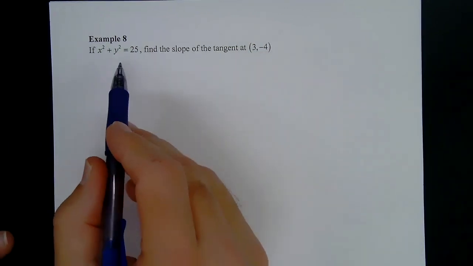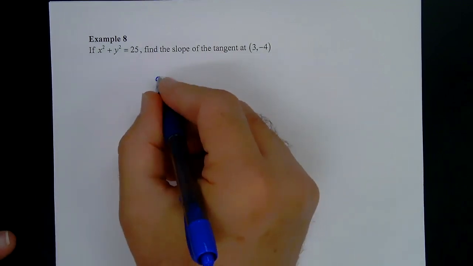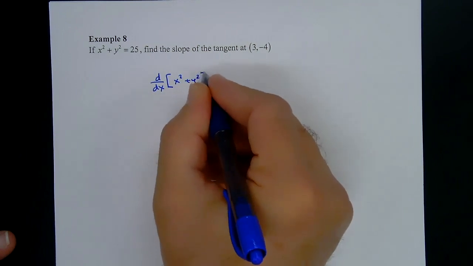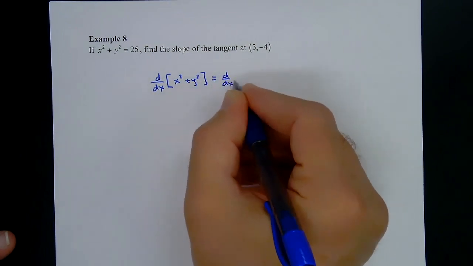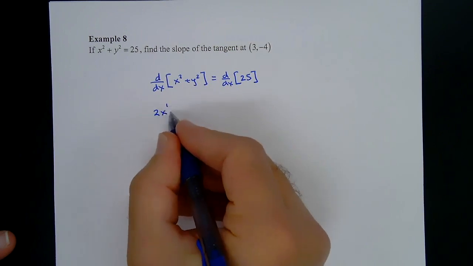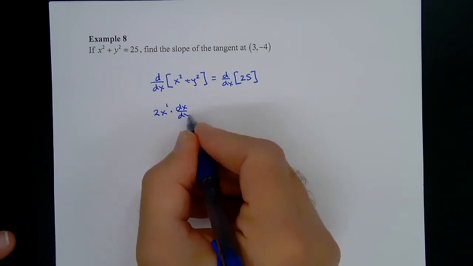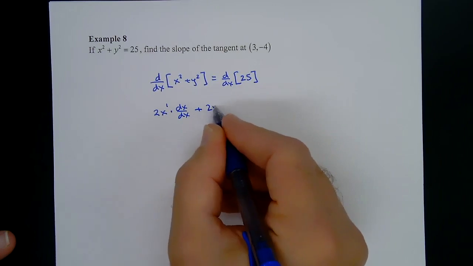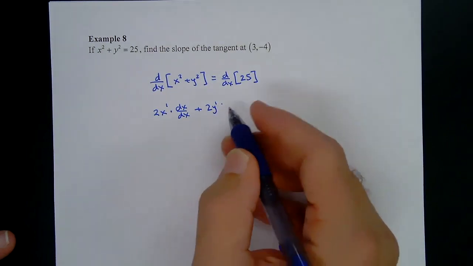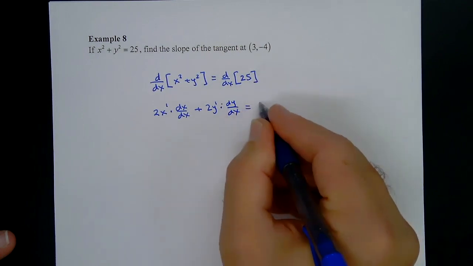So to find the slope, I need to take the derivative with respect to x of both sides. So I'm going to take the derivative with respect to x of x squared plus y squared is equal to the derivative with respect to x of 25. So this is going to be 2x to the first times the derivative of the inside, which is x with respect to x, so that'd be dx over dx. And then plus 2y to the first times the derivative of the inside, which is y with respect to x, so that'd be times dy over dx. And the derivative with respect to x of 25 is just 0.